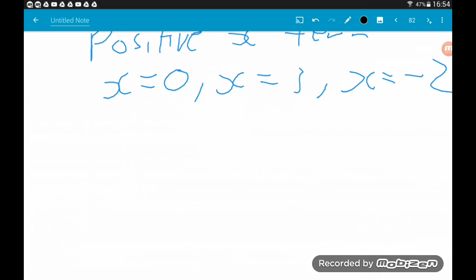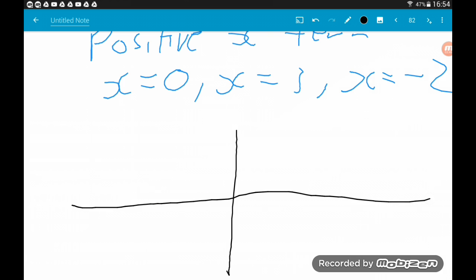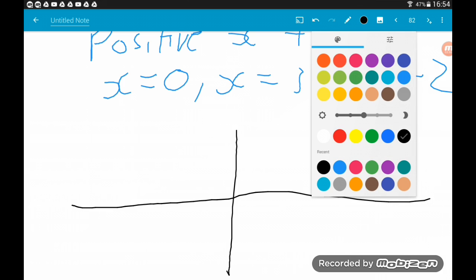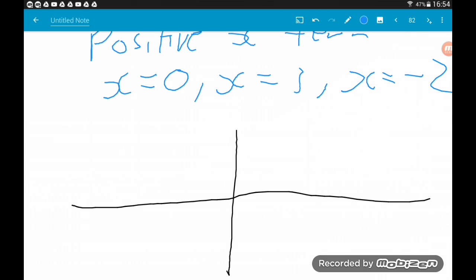Remember, sketches don't need to be deadly accurate, they just need to show the important information. So we know the graph is starting on the bottom left, cuts the x-axis at minus 2, and then at 0.